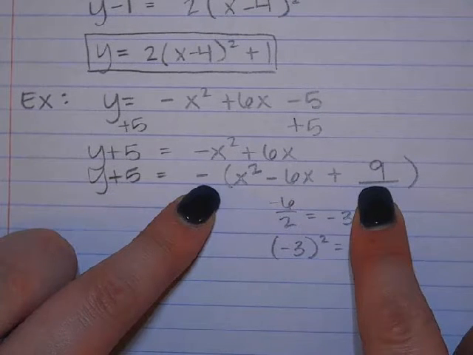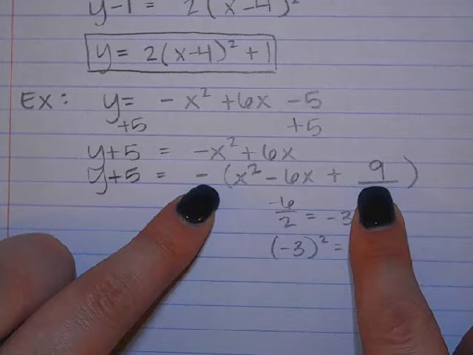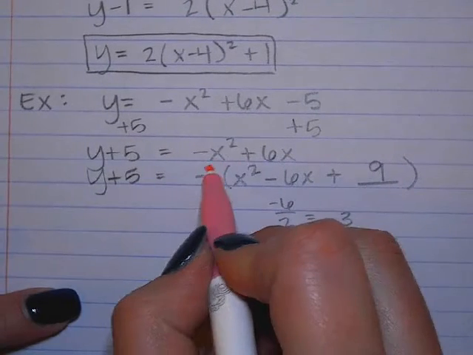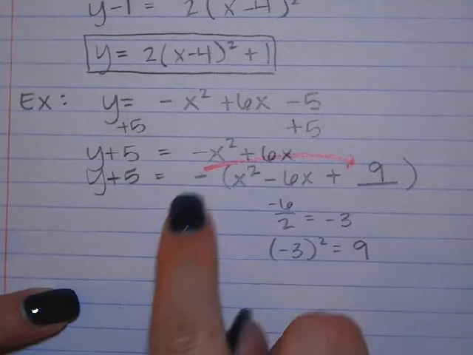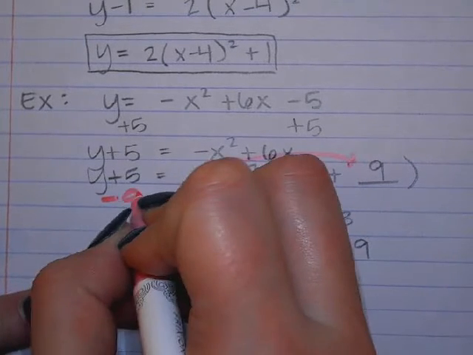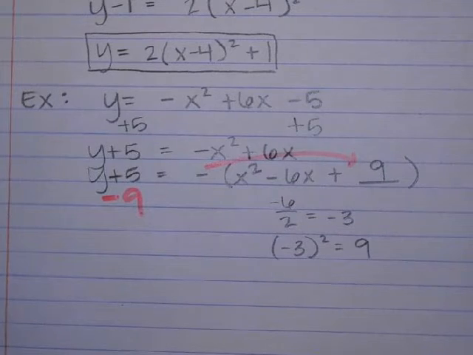But I didn't really add 9. I actually subtracted 9. Isn't that weird? Because I have to think about that negative in the front that's being distributed. So this is actually a negative 9, so we're actually subtracting 9 over. So you just have to be careful.